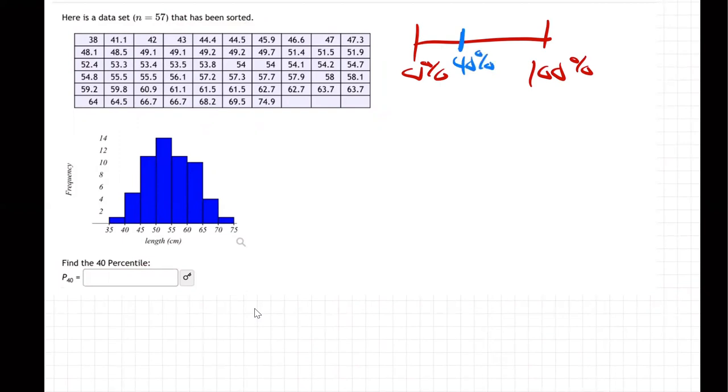So what number? The lowest number on this list is 38, and the highest number is 74.9. So what number is about 40% of the way through the data set? That's what we're trying to figure out. How do we do it? Well, come back to the notes.